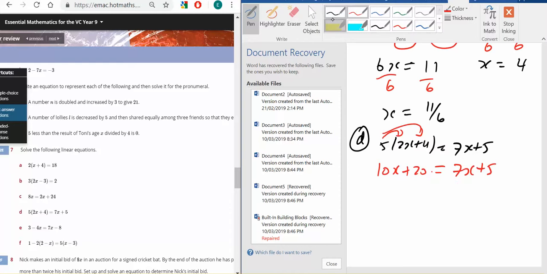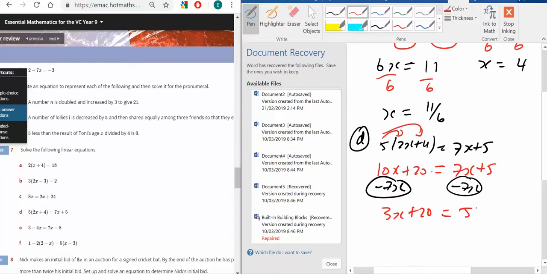I can subtract 7x from both sides because that's smaller. So I get 3x plus 20 equals 5. I subtract 20 from both sides. So I get 3x equals 5 minus 20, which is minus 15. Divide both sides by 3. And I get x equals negative 5. Okay, so that's D. We'll do E.